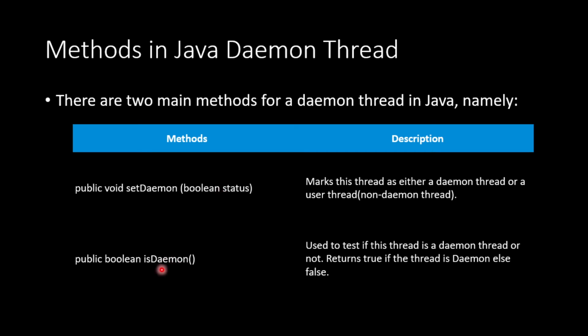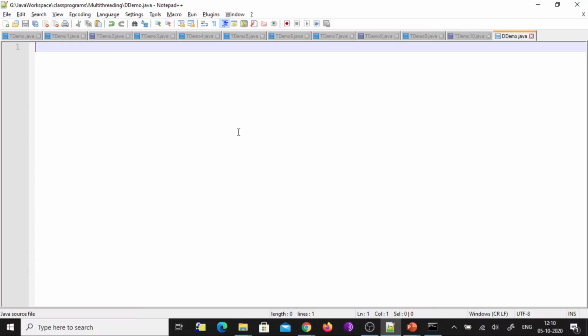And the second main method is isDaemon. This method returns a boolean value, true or false, based on whether the thread on which this method is called is a daemon thread or not. In simple terms, the isDaemon method checks whether a thread is a daemon thread or not. So having these concepts in mind, let's go for a simple program. We'll create them and try to execute them. Let's get started with the program.